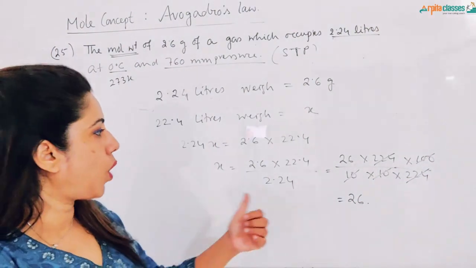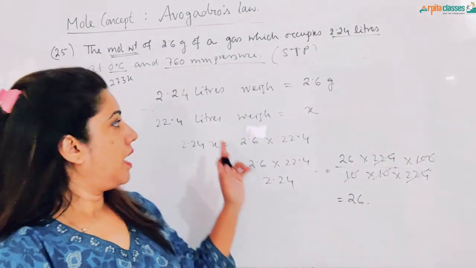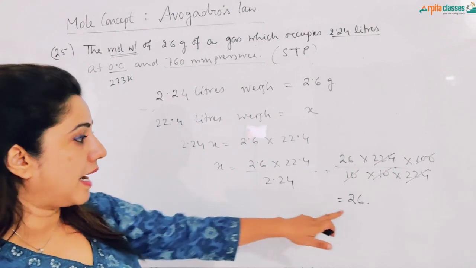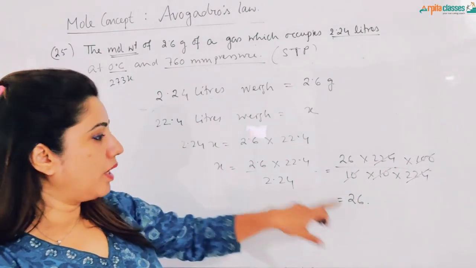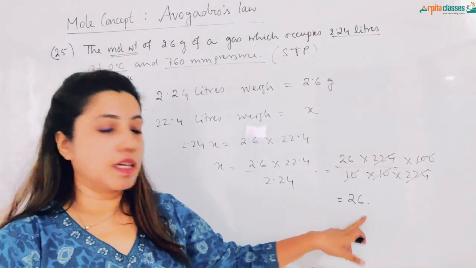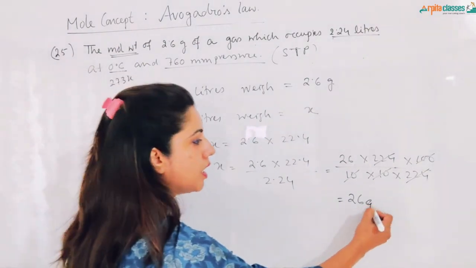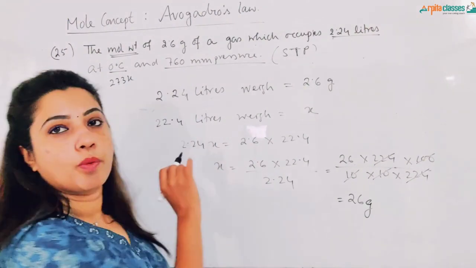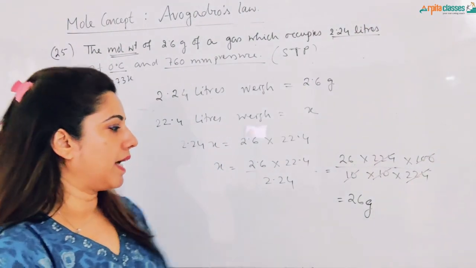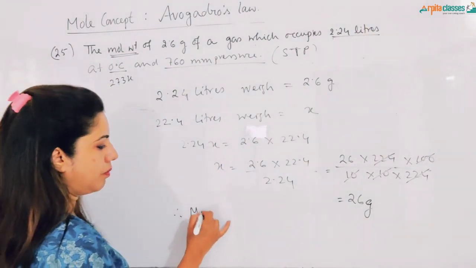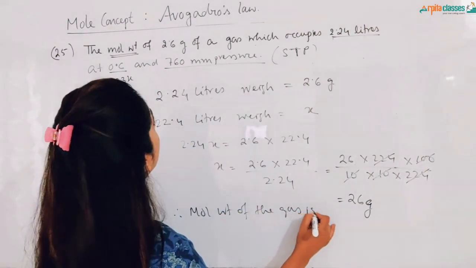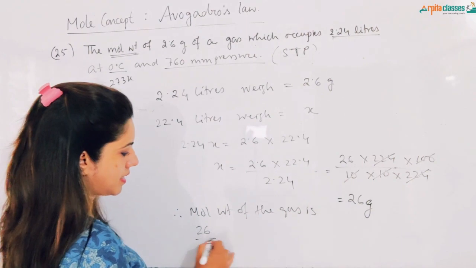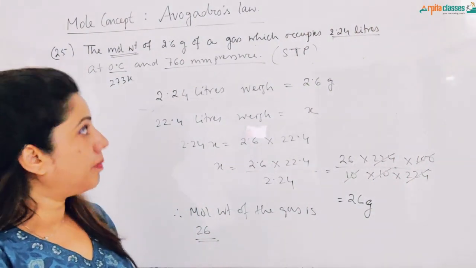That means the gas occupies 26 gram at, that means 26 gram of gas occupies 22.4 liters of volume at STP. So the molecular weight of the gas is, therefore, 26. Understood? I'll repeat it again.